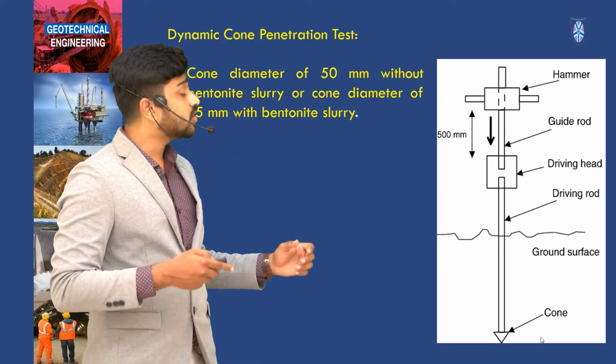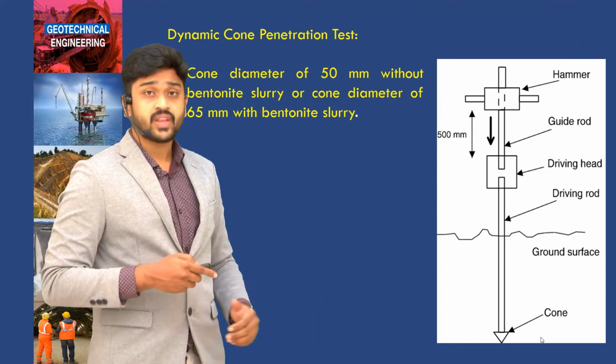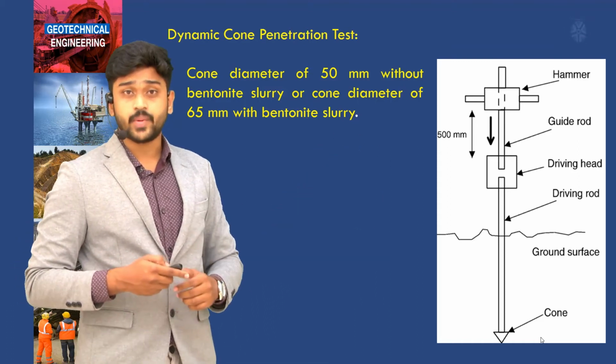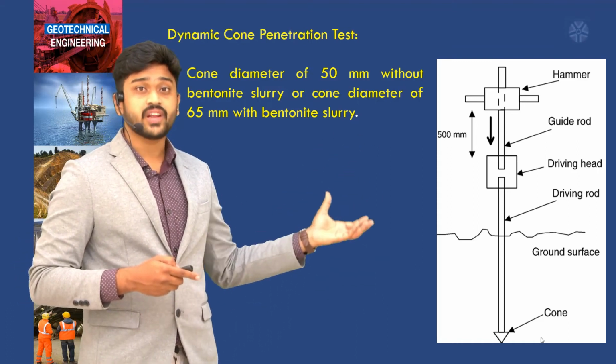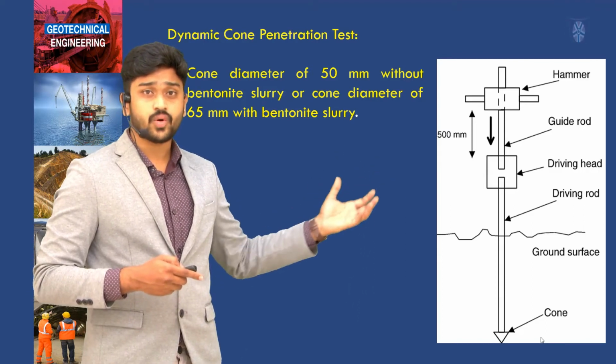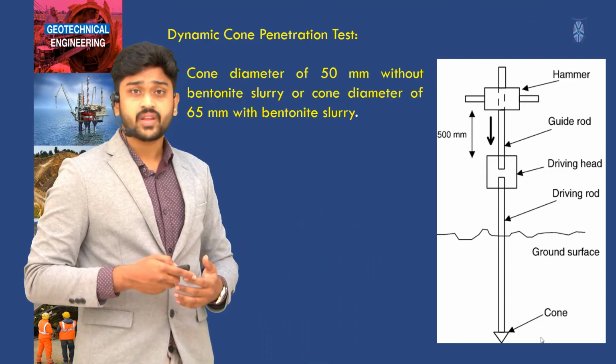Okay, so when this bentonite slurry is used, then the cone diameter should be 65 mm. If the bentonite slurry is not used, then it should be 50 mm. So that is how the variation is. Whenever bentonite slurry is there, we use a 65 mm diameter cone, and when bentonite slurry is not used, we use this type of 50 mm diameter cone.